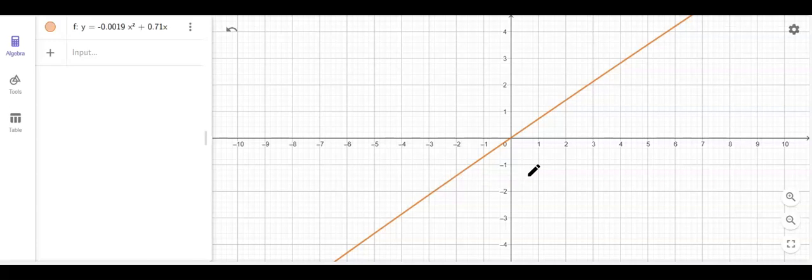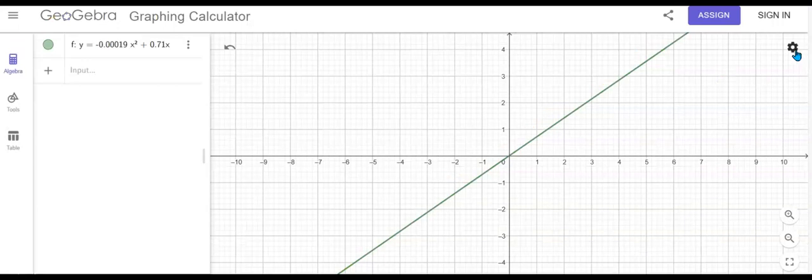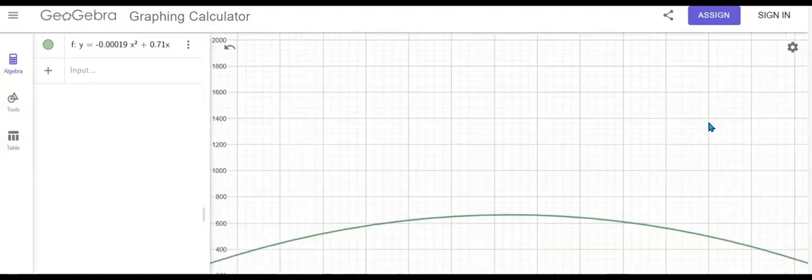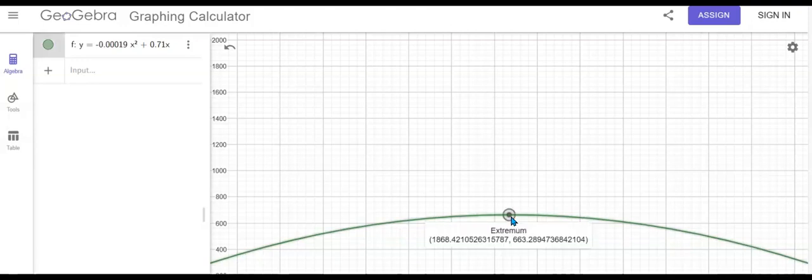No worries. Let's change the window. Now we're going to click this and see what we have. It shows zoom to fit. Now we got a parabola. And did you see, once we click this point, the word pops up for us? It says extremum. Remember, when the graph is opening downwards, extremum tells us our highest point, which is our maximum value.